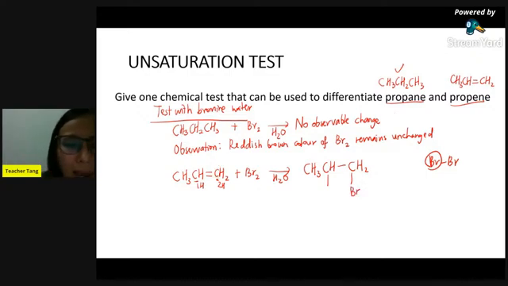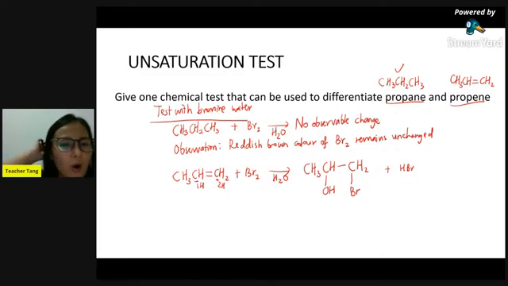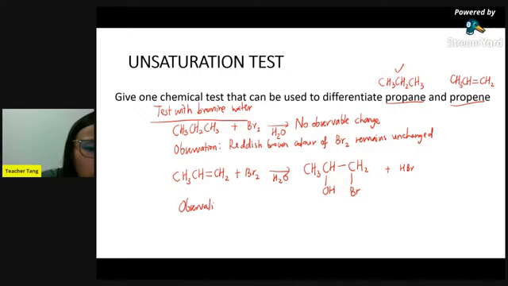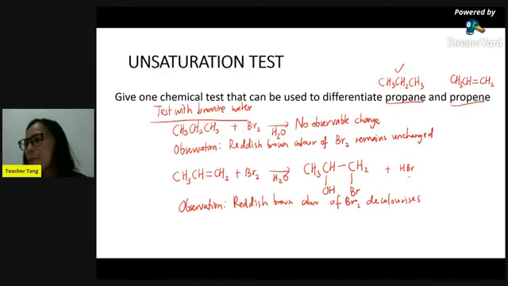Okay, and then water. So remember, after adding Br, this carbon becomes positively charged. So the partially negative side of water will come in. So this is the product, and the byproduct is actually HBr. So for the observation, you see no longer Br2. So after the reaction, there is no longer Br2, which means no longer having the reddish brown color. So the reddish brown color of bromine decolorizes.